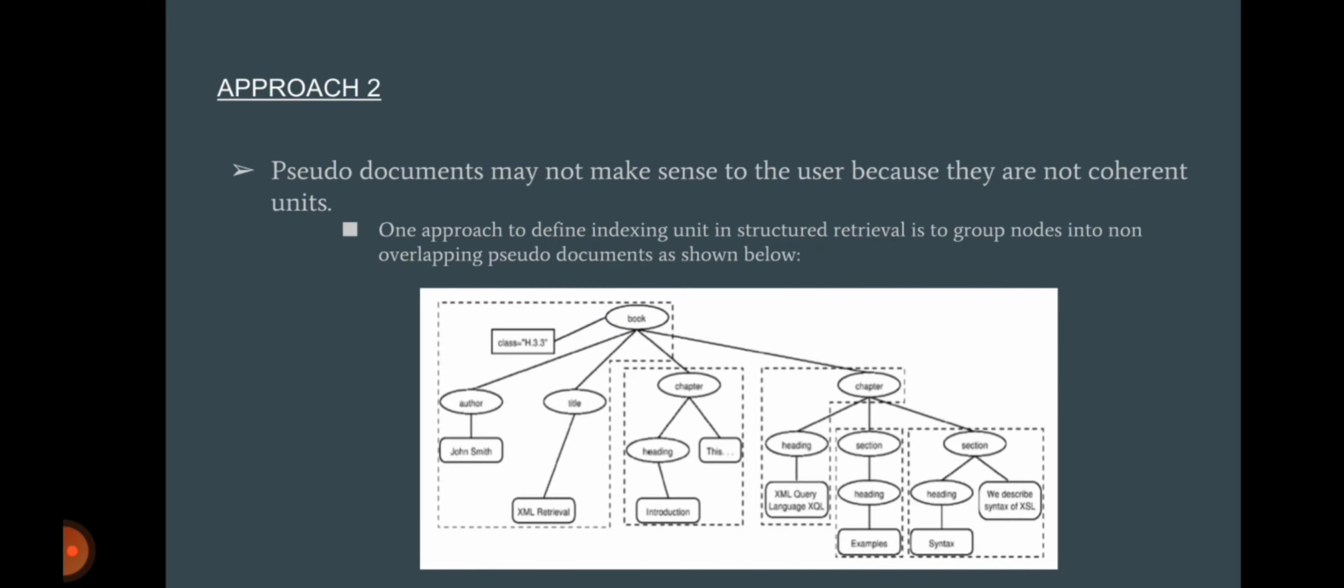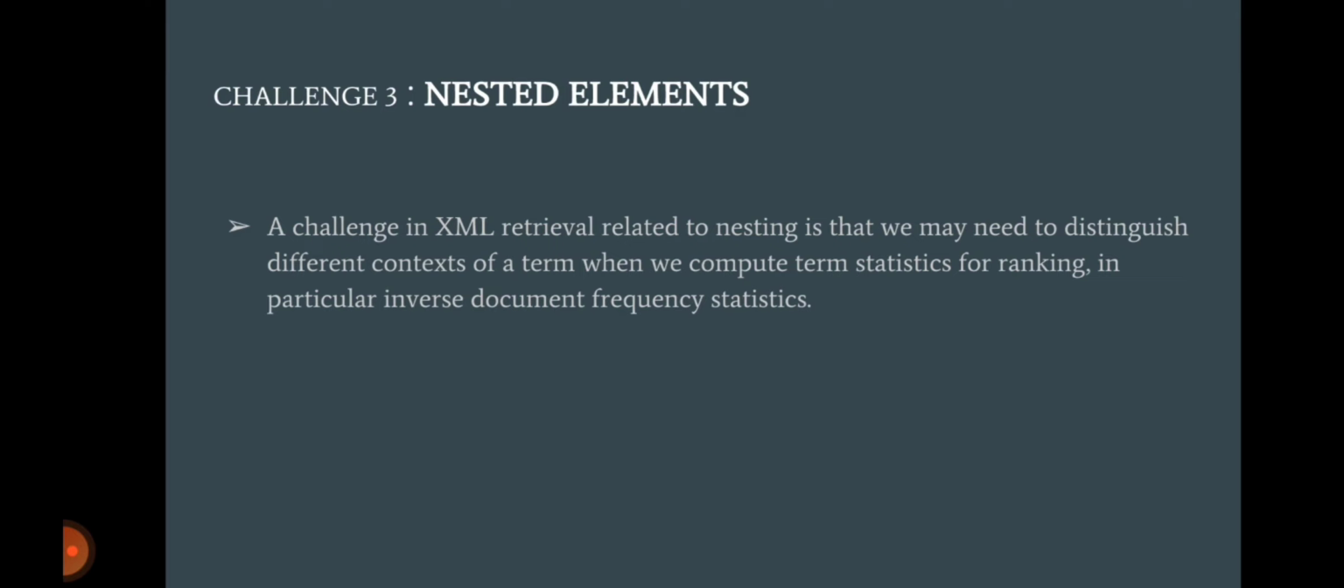Another approach is to group nodes into non-overlapping pseudo documents, as shown in this figure. Its disadvantage is that those pseudo documents may not make sense to the user. The next challenge is related to nested elements. Here the challenge is that we may need to distinguish different contexts of a term when we compute term statistics for ranking.